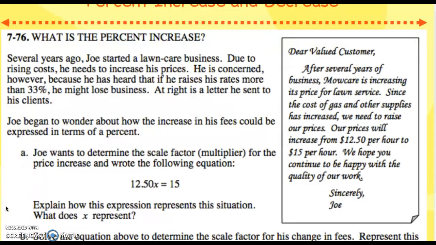The letter says, "Dear valued customer, after several years of business, MoCare is increasing its price for lawn service. Since the cost of gas and other supplies has increased, we need to raise our prices. Our prices will increase from $12.50 per hour to $15 per hour. We hope you continue to be happy with the quality of our work. Sincerely, Joe." Joe began to wonder about how the increase in his fees could be expressed in terms of percent.